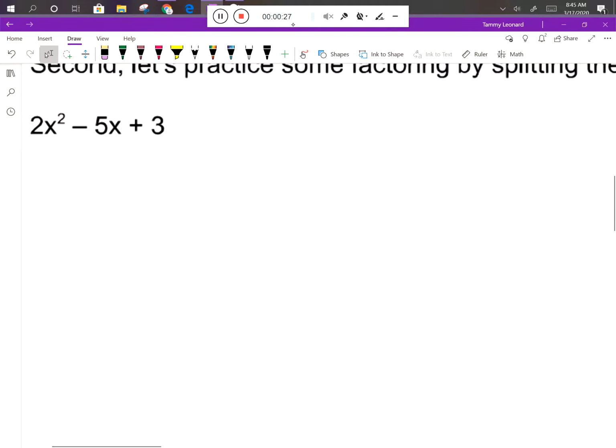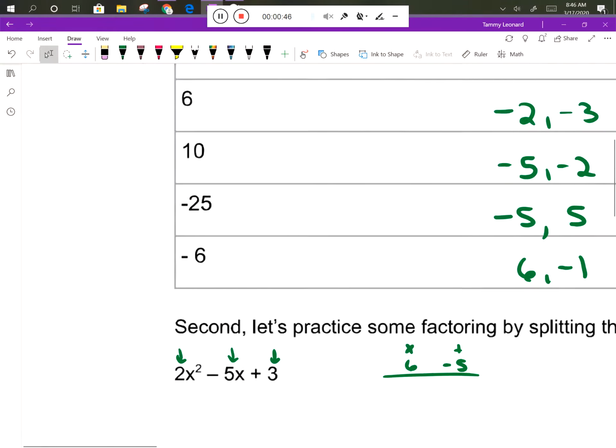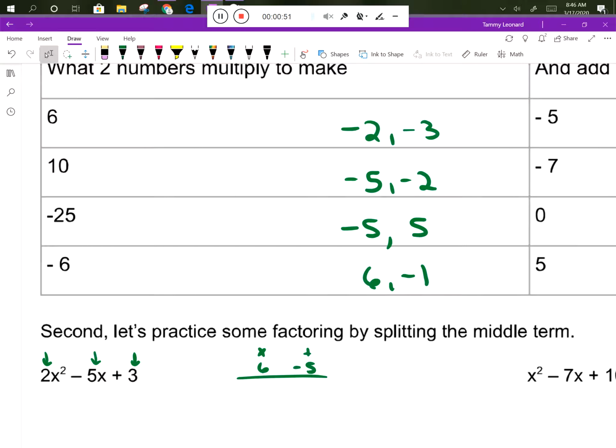All right, let's take a look at this problem. 2x squared minus 5x plus 3. So first I need to solve my puzzle. What multiplies to make 6 and what adds to make negative 5? Well, let's see. I feel like we just solved this puzzle. Didn't we do that up here? We did. The very first one, what multiplies to make 6 and adds to make negative 5? Looks like negative 2 and negative 3.